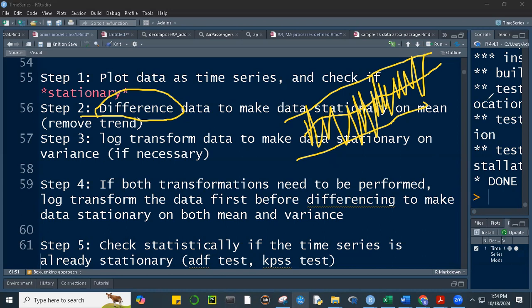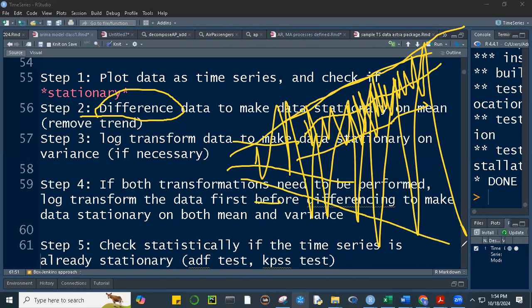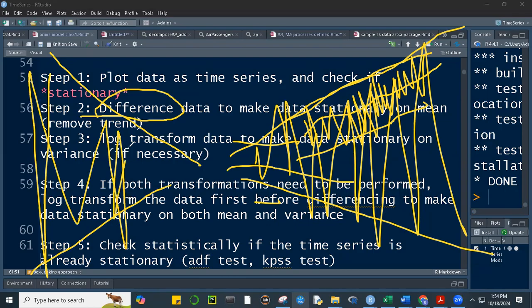Now what about if there's non-constant variance? For example, your data looks this way, there's a fanning out, class. It's like a fan. It's like a funnel, or it can be the reverse this way, from here to here. So this is non-constant variance. So what do you do with that, class?